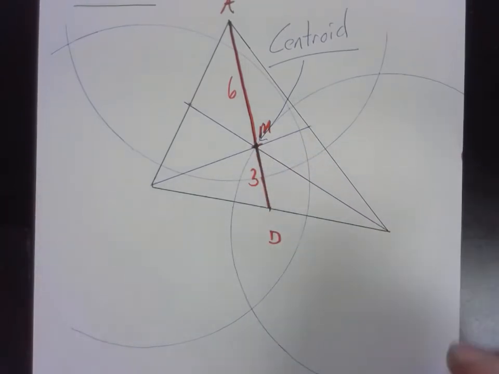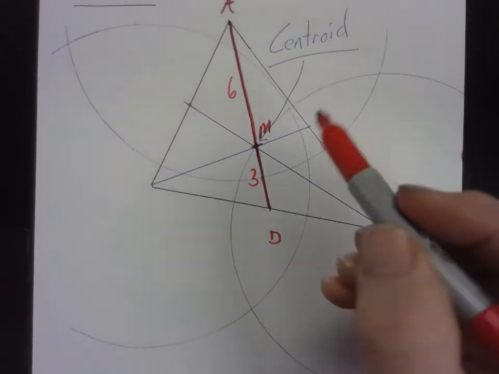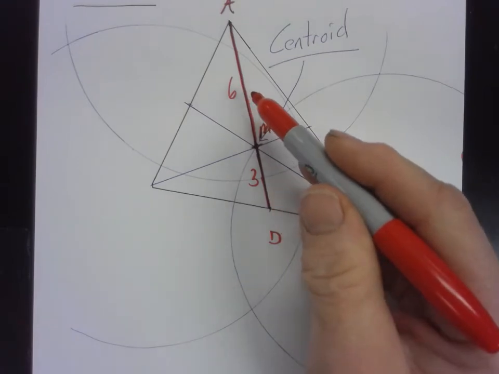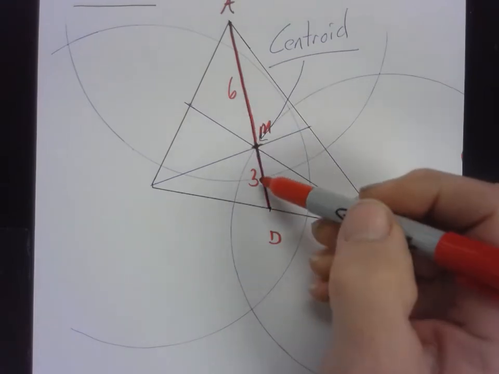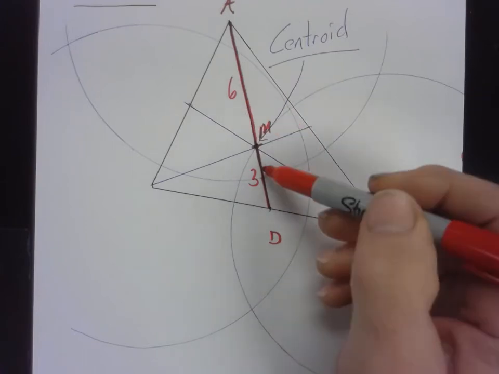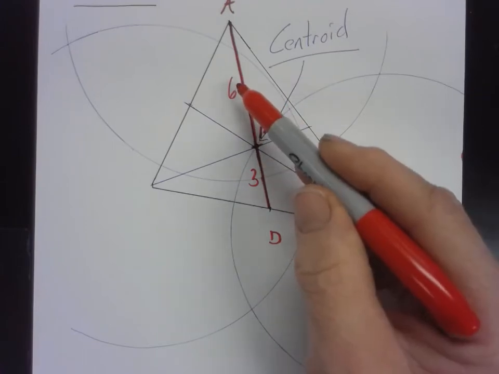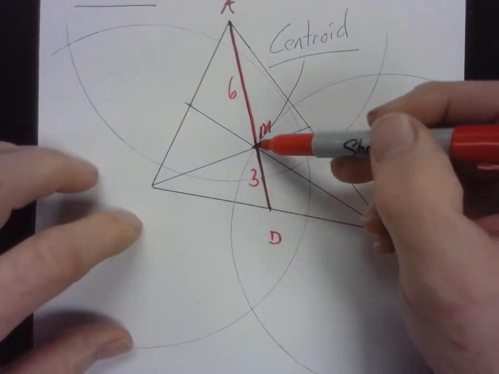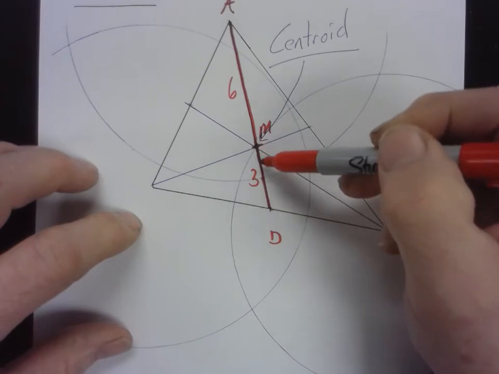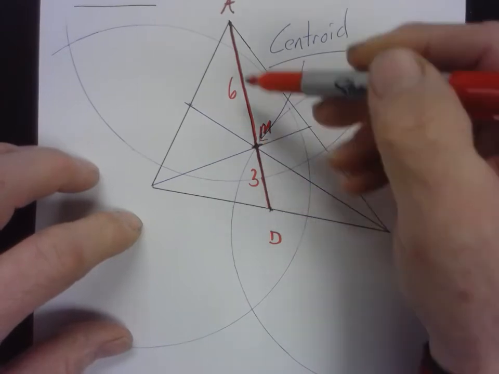And that happens all the time. Every single time we draw the median, okay, we draw the medians and we find the centroid, we get this 1/3, 2/3 relationship. Now, you might look at it like a 1/2 to 1/2 relationship because this is half as long here, right? But do you notice that the short piece of the median is 1/3 of the entire length?